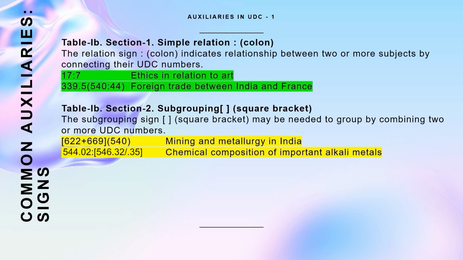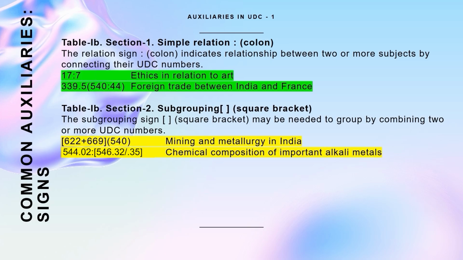Again another example, chemical composition of important alkali metals. As you see in the previous example, 546.32 stroke 0.345 is for alkali metals. Then the chemical composition of alkali metals. So chemical composition is 544.02, and these are the alkali metals. So alkali metals are subgrouped by using a square bracket, and one colon will be there for chemical composition of the important alkali metals.